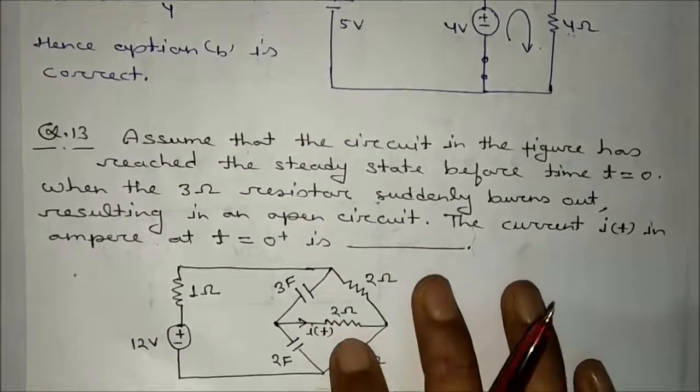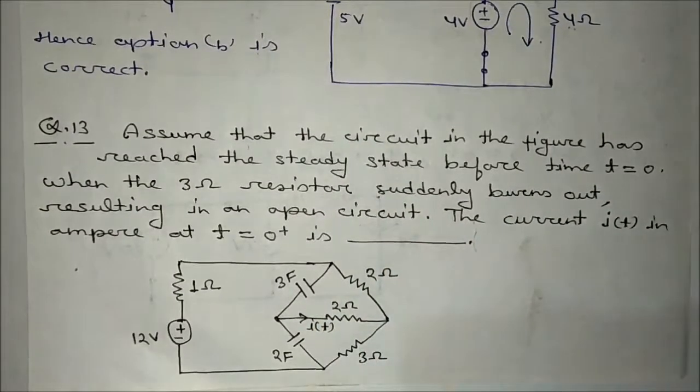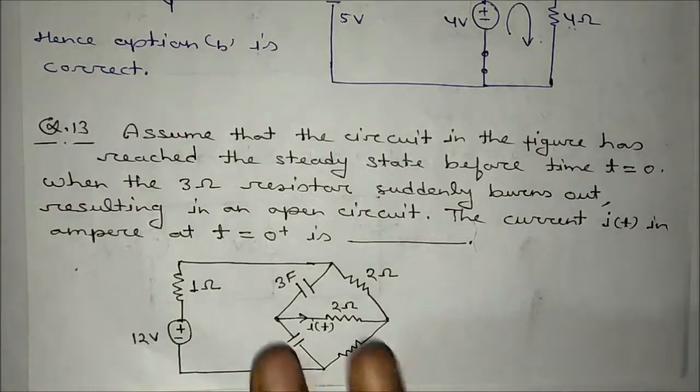Assume that the circuit in the figure has reached the steady state before the time t is equal to 0. So before t is equal to 0, the circuit is in a steady state. That means in a steady state, capacitor will behave like an open circuit and inductor will behave like a short circuit. When the 3 ohm resistor suddenly burned out, resulting in an open circuit, the current IT in ampere at t is equal to 0 plus will be. Okay, this is the circuit.